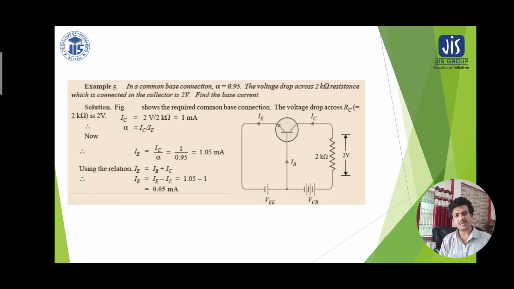0.05 milliampere base current is practically quite high compared to 20 microampere base current. So therefore in the active mode, the transistor is working with saturated current for the collector current.